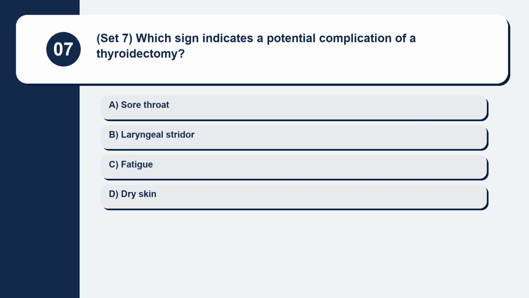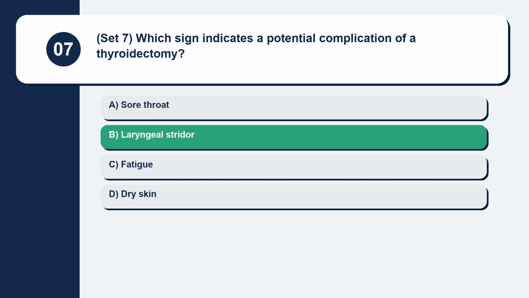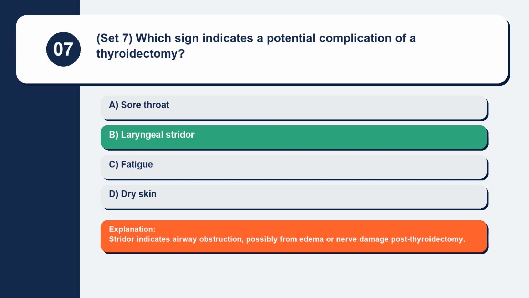Question 7. Set 7. Which sign indicates a potential complication of a thyroidectomy? Sore throat, laryngeal stridor, fatigue, dry skin. Stridor indicates airway obstruction, possibly from edema or nerve damage post-thyroidectomy.